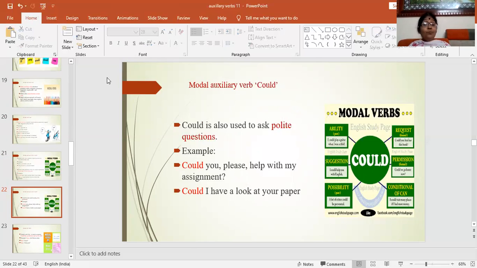Then for permission also: could I leave the room, please? Could I help you with your work? For request. Then suggestions: I could help you to solve the problem. Suggestion, right? So this way we use our modal verb, that is could.